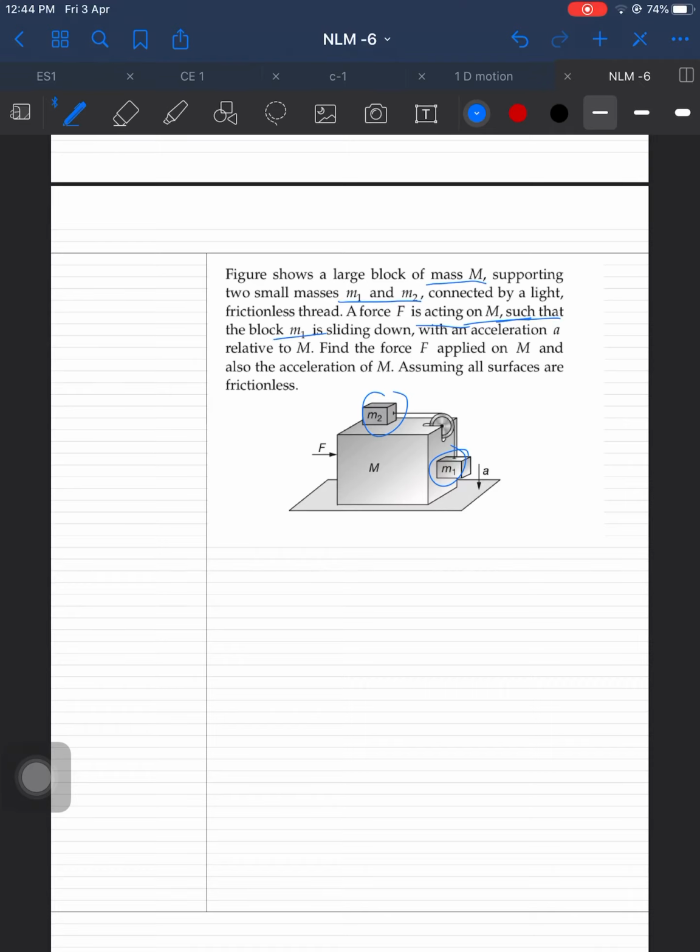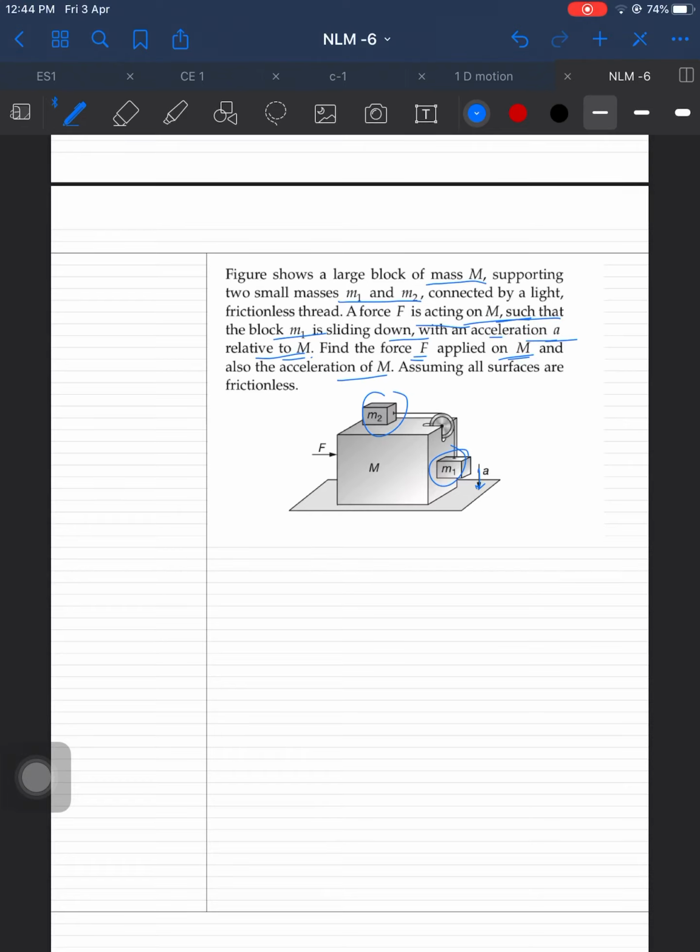A force F is acting on M such that the block M1 is sliding down with acceleration a relative to M. It is sliding down. Remember in which direction it is sliding? Sliding down. Find the force F applied on the mass M and also the acceleration of M.